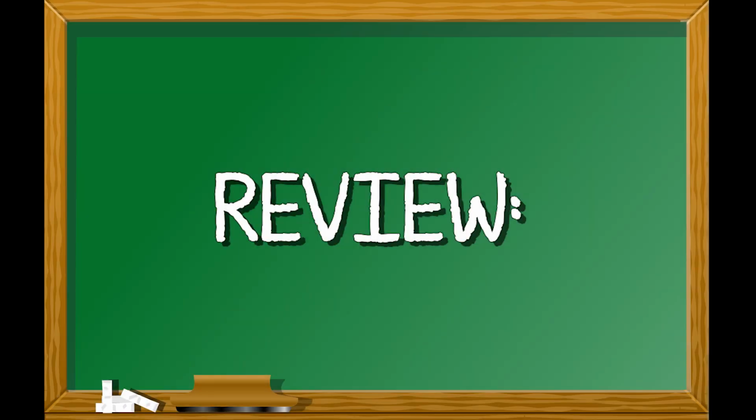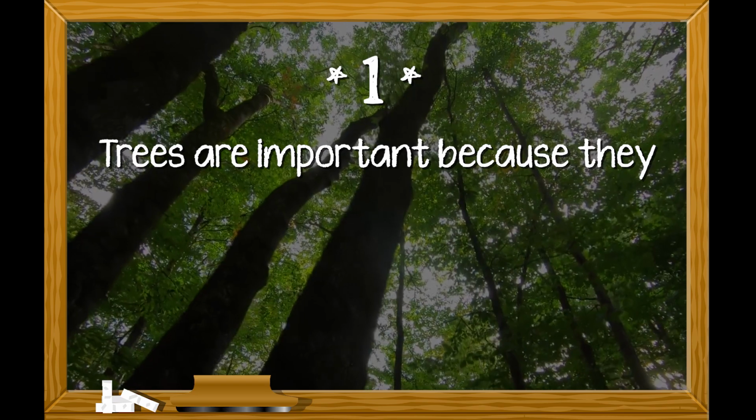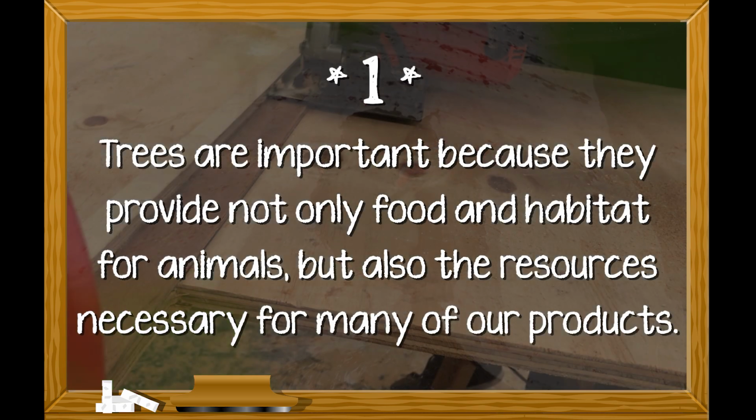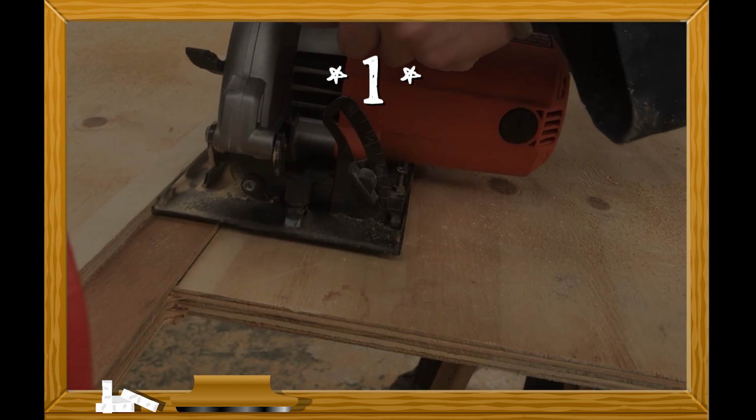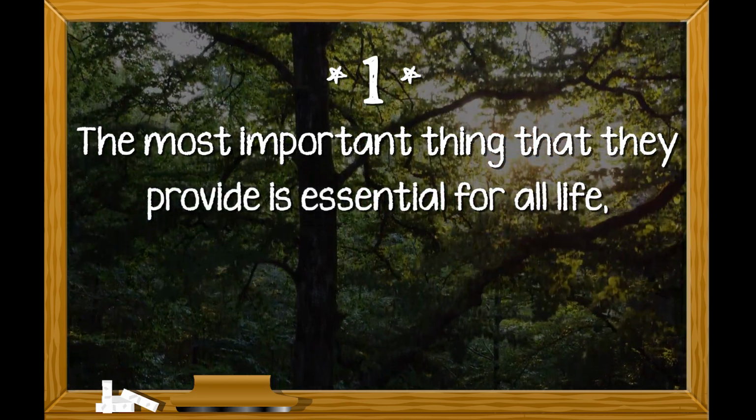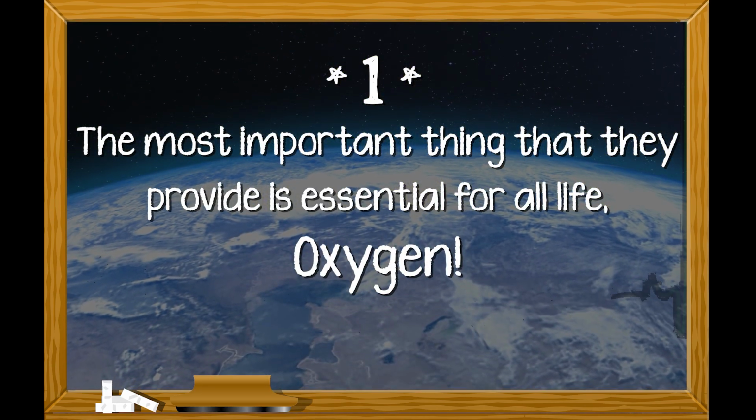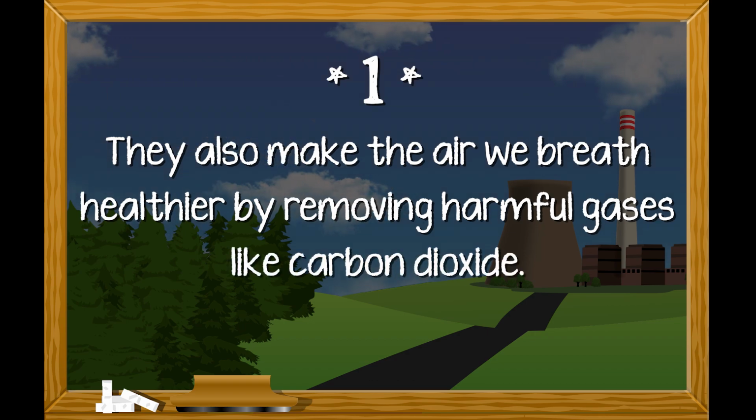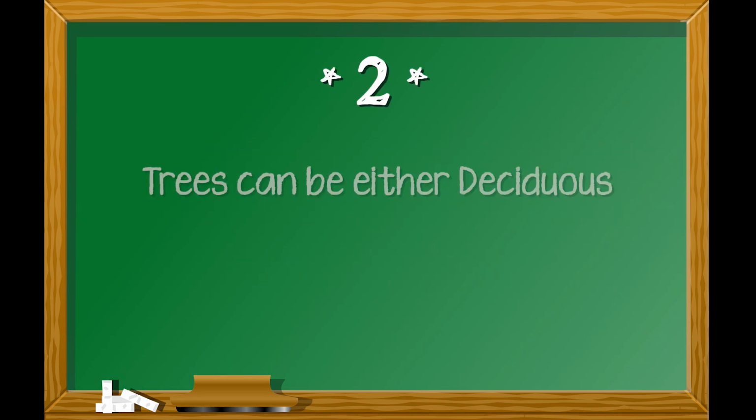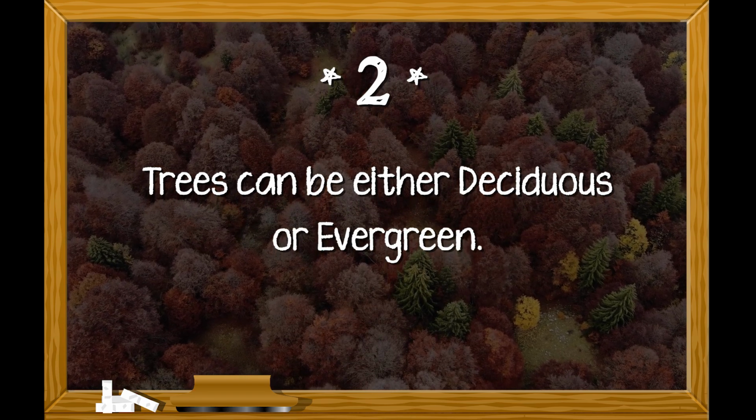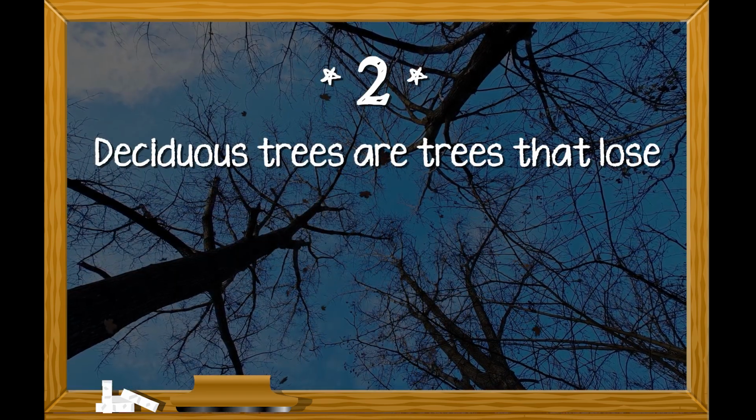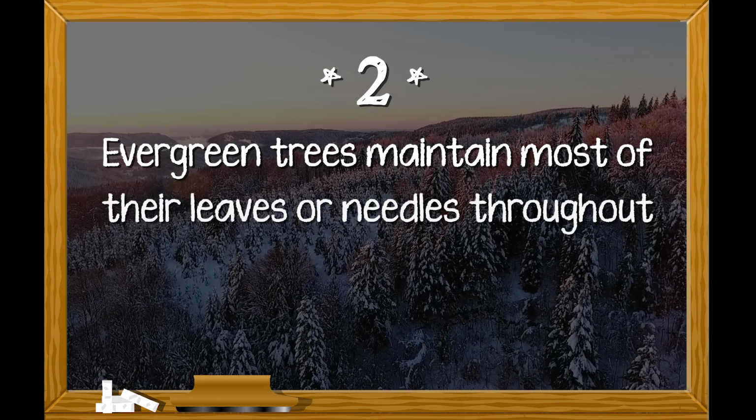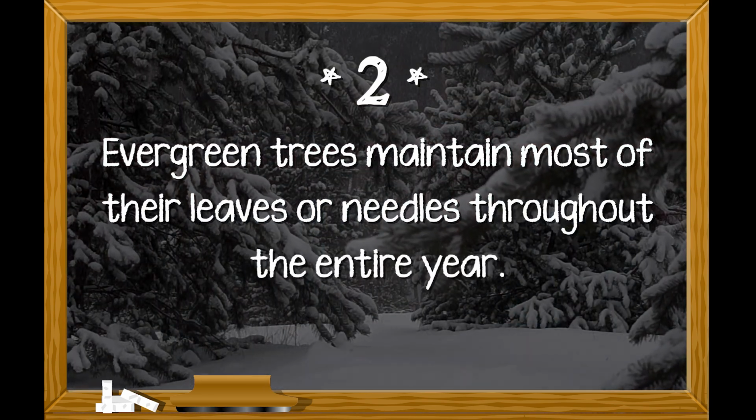Let's review what we've learned about trees. First, trees are important because they provide not only food and habitat for animals, but also the resources necessary for many of our products. The most important thing that they provide is essential for all life: oxygen. They also make the air we breathe healthier by removing harmful gases like carbon dioxide. Second, trees can be either deciduous or evergreen. Deciduous trees are trees that lose their leaves in the fall and become dormant. Evergreen trees maintain most of their leaves or needles throughout the entire year.